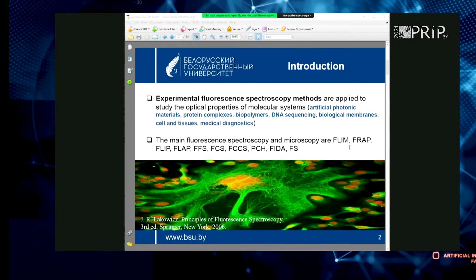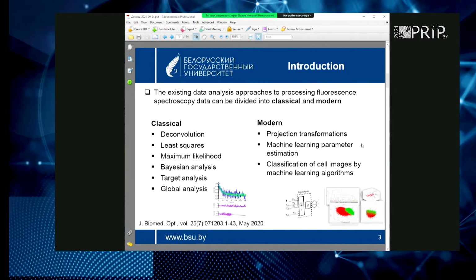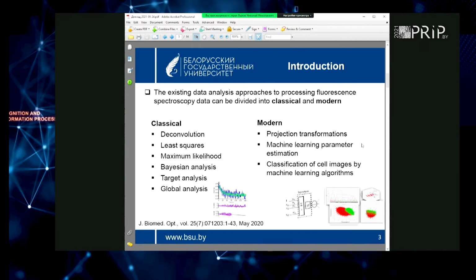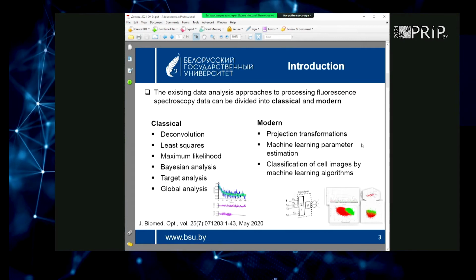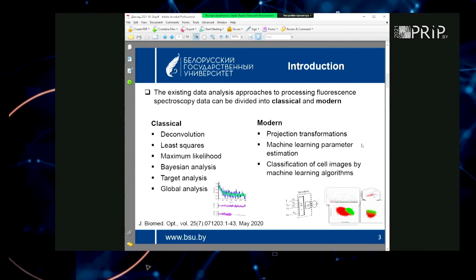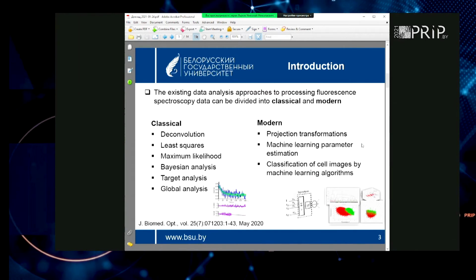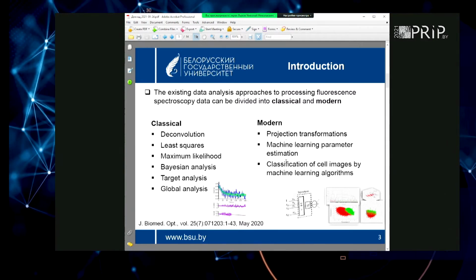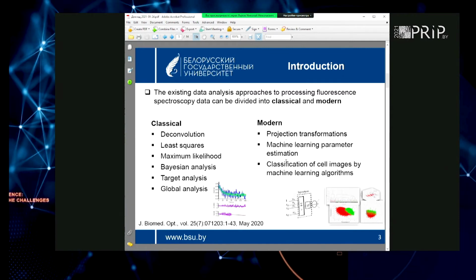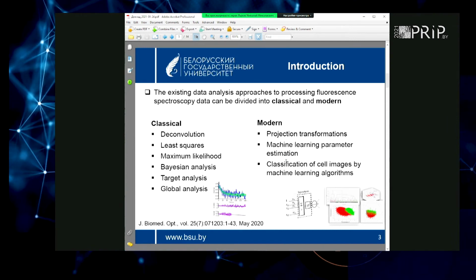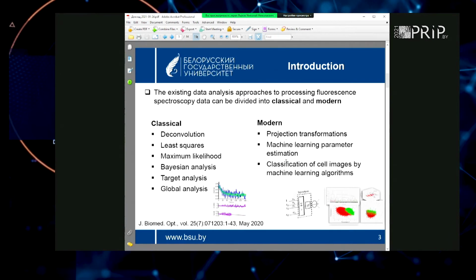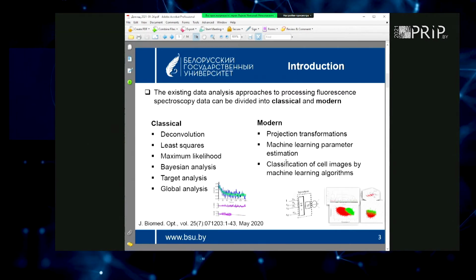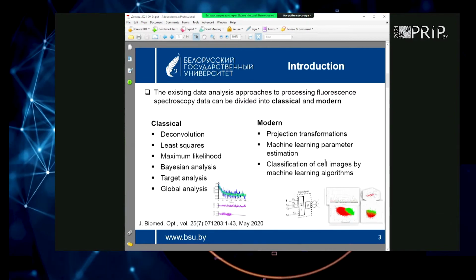And this data should be analyzed with data analysis techniques. The existing approaches to processing fluorescence spectroscopy data can be divided into classical and modern approaches. The classical approach uses independent or joint analysis of data sets. Among them, I can mention such methods as deconvolution, least squares, maximum likelihood, Bayesian analysis, target analysis, global analysis. Modern machine learning algorithms which are applied include projection transformation, for example the famous known method phasor, or machine learning parameter estimation, which is usually made through neural networks, or classification of cell images by machine learning algorithms.